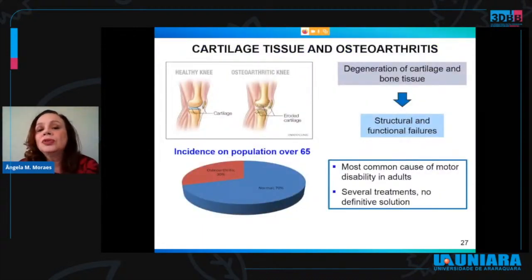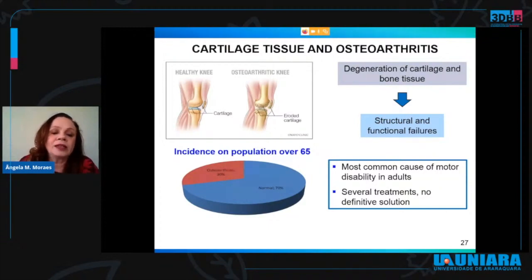And now I will talk to you a little bit about the developments we have been making in our labs in studies on cartilage tissue for osteoarthritis. We can see that we have here a healthy knee, and here we have an osteoarthritic knee showing eroded cartilage and also eroded bone. And this degeneration then of both bone and cartilage in very serious cases can lead to structural and functional failures.